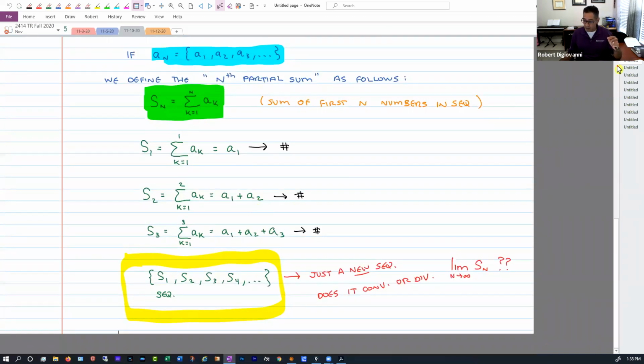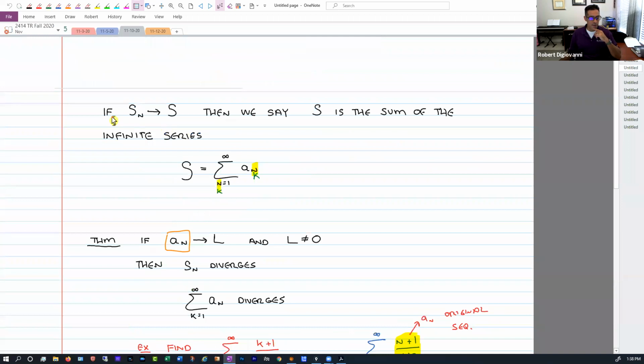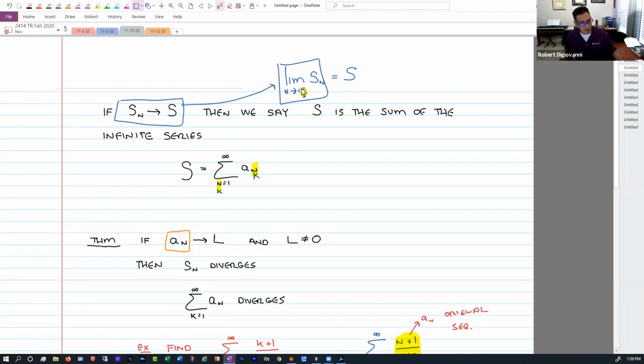And then the next thing I said was, if that sequence goes to S, if it converges, then we will say that the infinite series is equal to that S. This step right here, do not forget what that means. We took the limit as n goes to infinity of the partial sum. To say that this goes to S means that when we took this limit, it went to some value S. That's what we have to show in order to figure out what an infinite series converges to. So we need to figure out what that limit is.